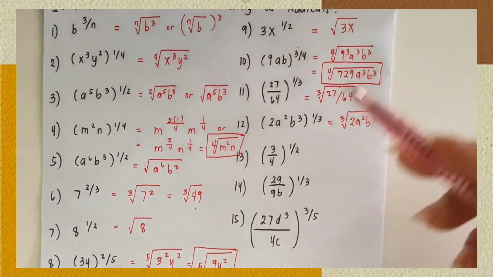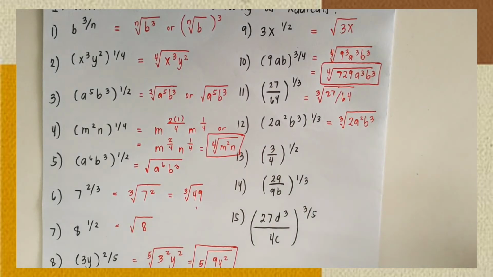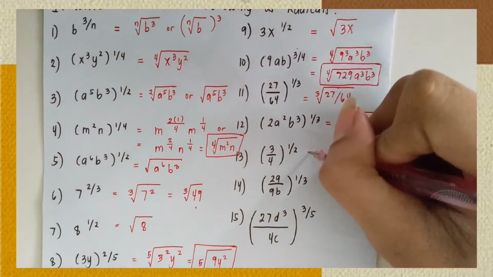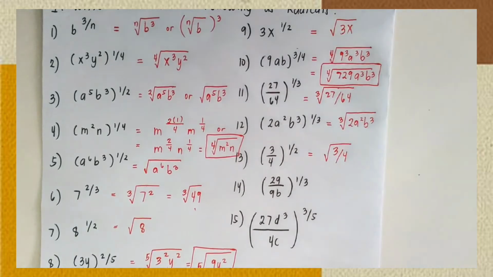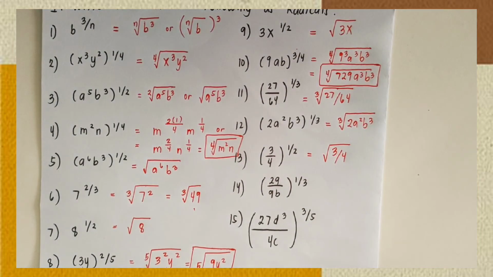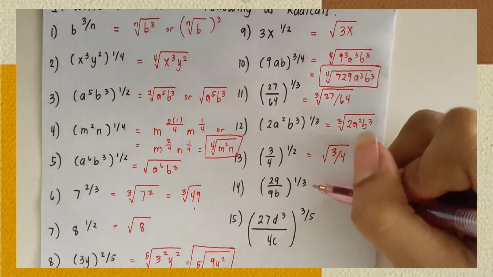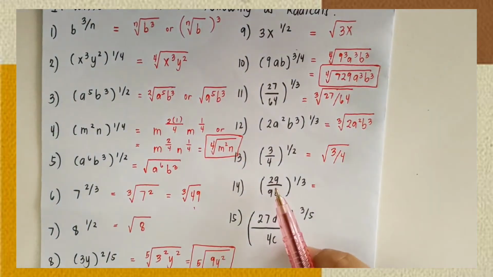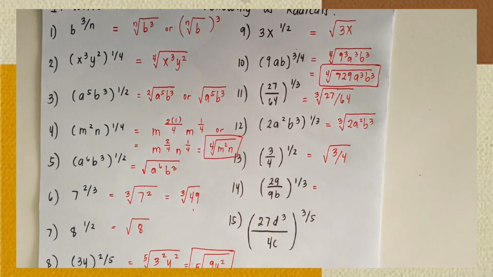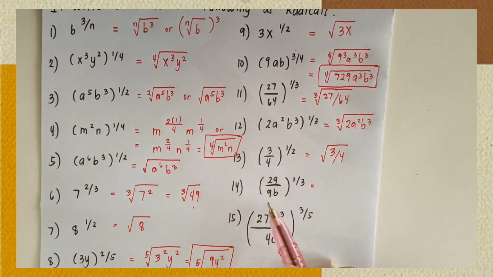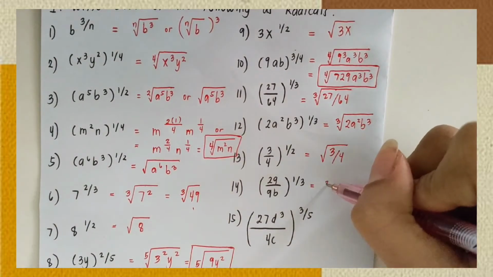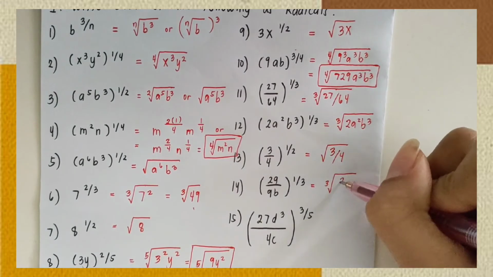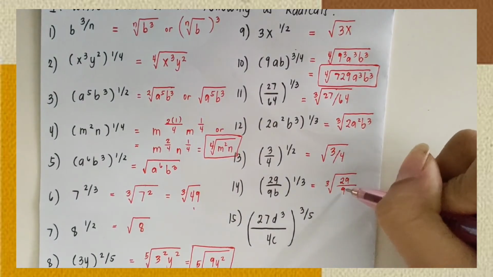Number 13. 3/4 raised to 1/2. That is square root. So we have square root of 3 over 4. Very easy, right? Next, number 14. 2a all over 9b raised to 1/3. So we have the cube root of 2a over 9b.